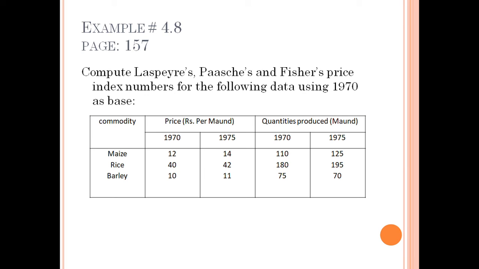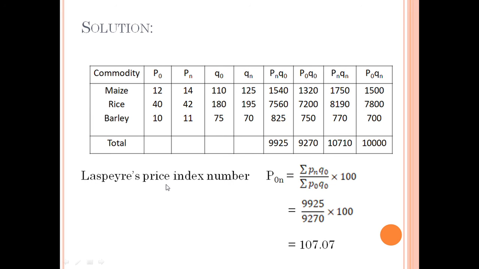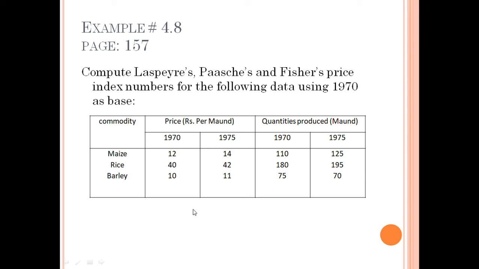Compute Laspeyres's, Paasche's and Fisher's price index number for the following data using 1970 as base period. So 1970, this is 1970, so the price of 1970 will be the base year price, and the quantity of 1970 will be the base year quantity, and then for 1975 we will compute all these index numbers. So here the different commodities are given to us and prices and quantities.